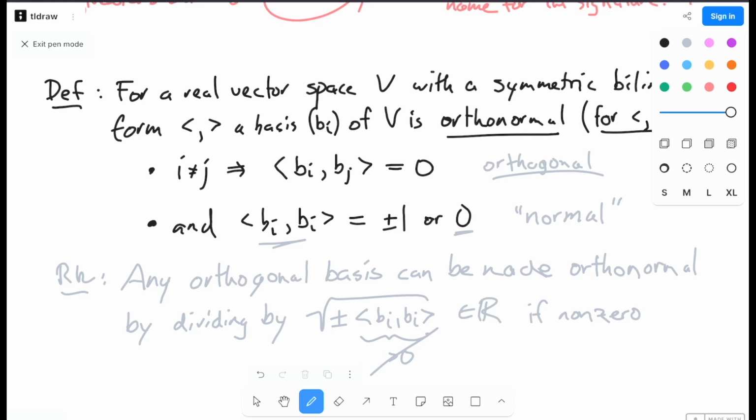By normality, I mean the second bullet point here. This is supposed to be an analogy to the usual calculus notion of a normal vector, right? It's a vector that has length 1, except in this case, because our forms are a little bit weird, we have to allow these other possibilities.